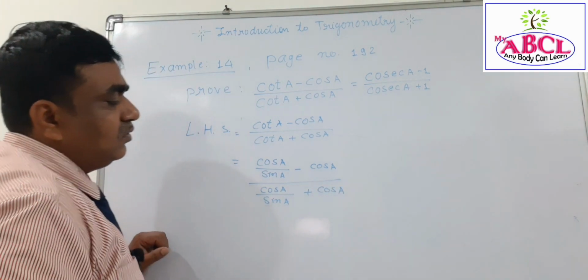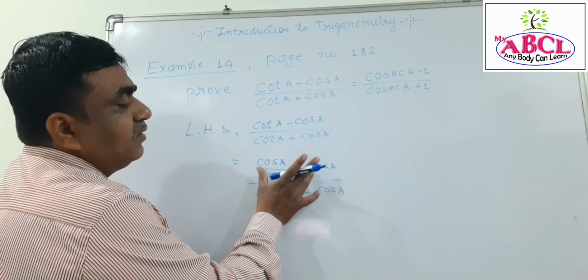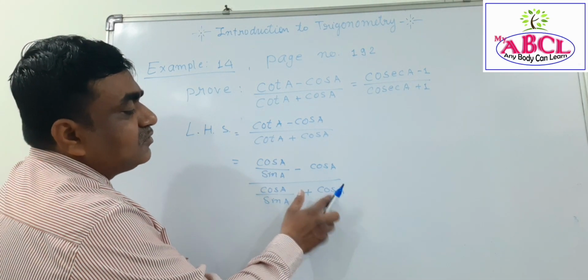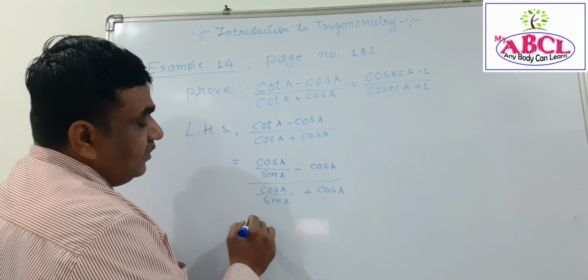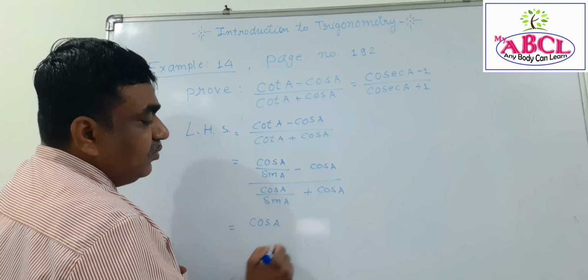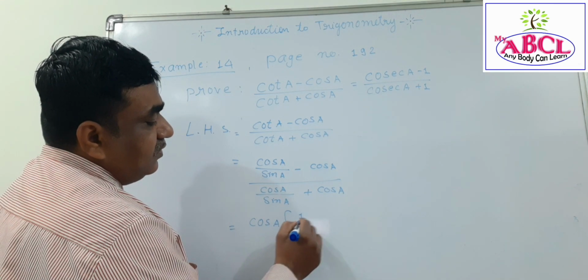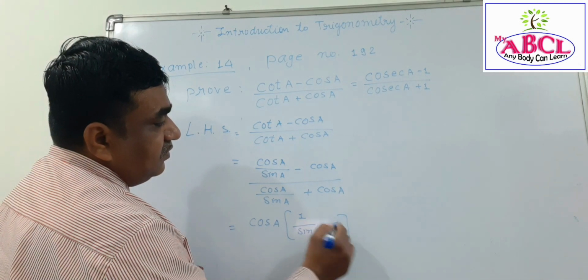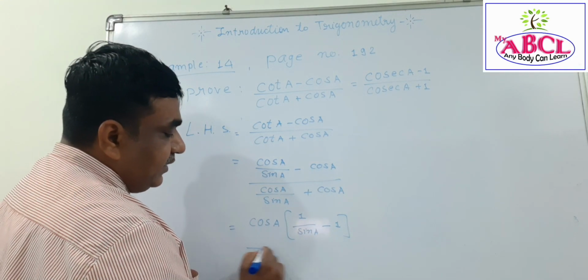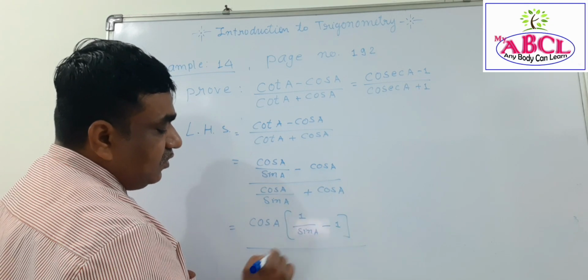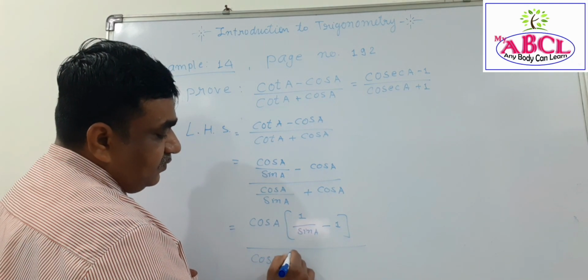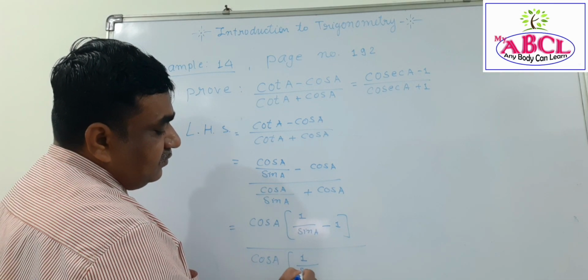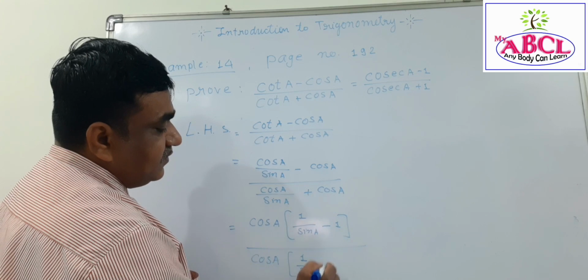Okay, now we can see here in the numerator you can find cos, so you can take cos as a common. Here again in the denominator cos A and cos A. So let's take it out. So cos A as a common in bracket, 1 upon sine A minus 1, because I took out the cos A as a common, and in the denominator same thing, cos A will be common. So in bracket cos is removed, so 1 upon sine A plus 1.